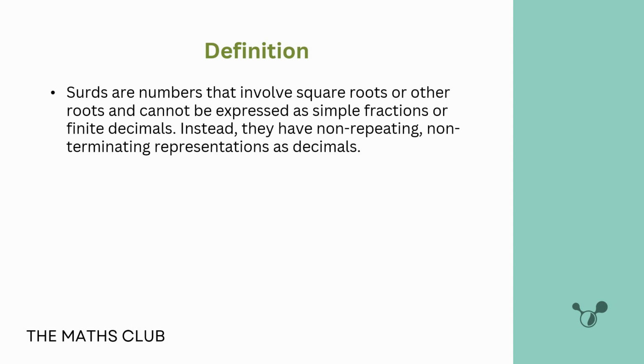It could be, for instance, like maybe 1.32147879. Very, very long. So you can see that it is not finite. Finite means that it has an end. So it cannot be expressed as a finite decimal because it continues on and on and on like that. Instead, they have non-repeating, non-terminating representations as decimals, just exactly what I just explained.